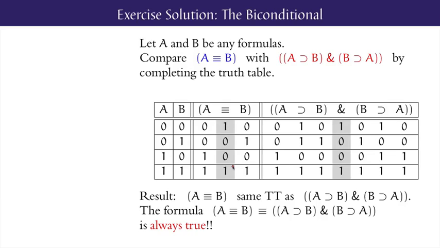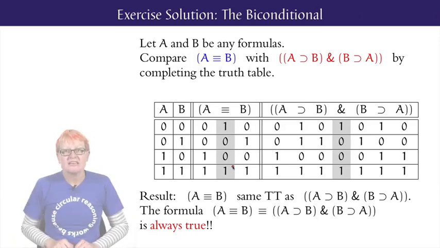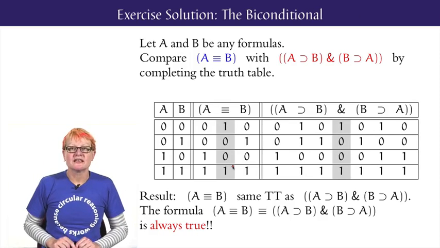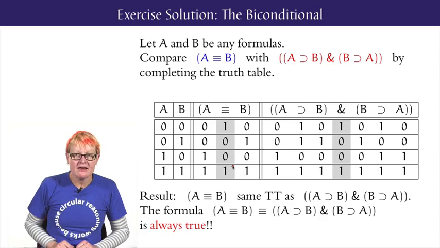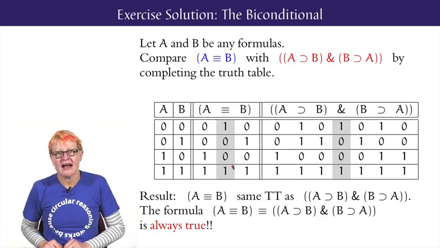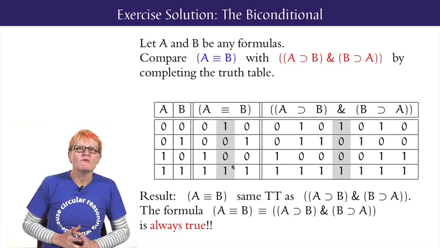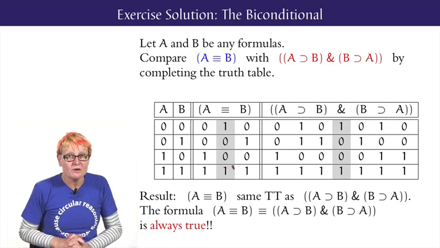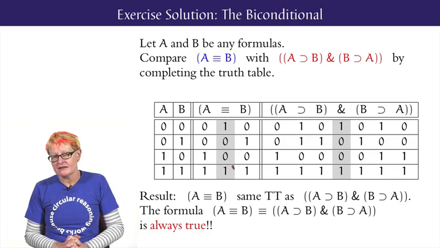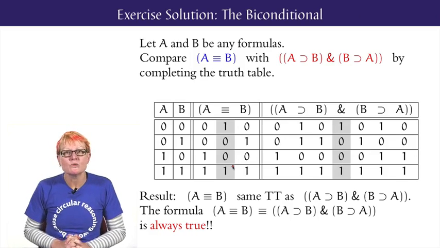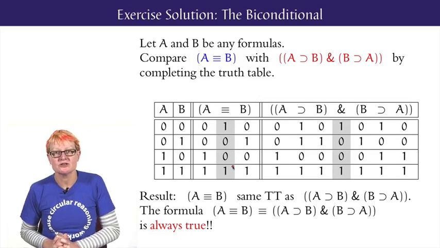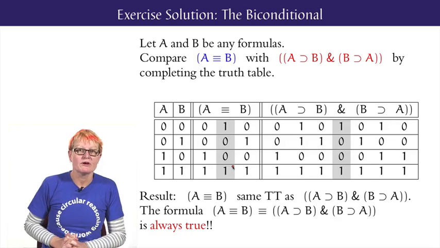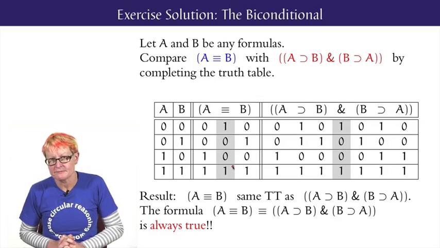So, A if and only if B as a formula is logically equivalent to the conjunction: if A then B and if B then A, where we will formalise this notion of logical equivalence in a lesson ahead. What this also means is that we can define the biconditional in terms of the conditional and conjunction.